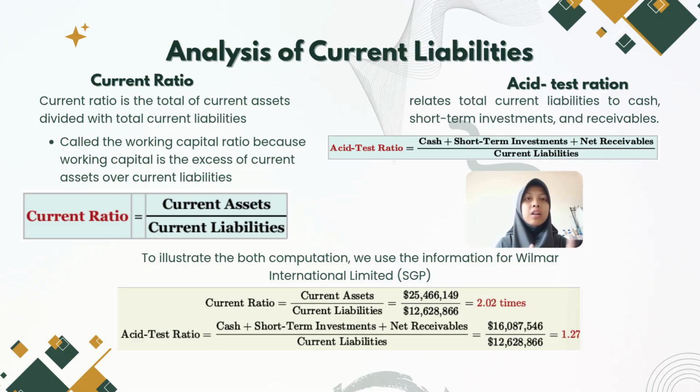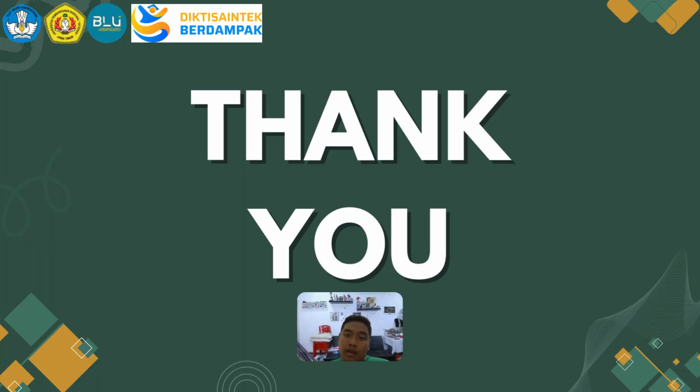We have illustrated this a little here, using information from International Limited like before. Knowing the calculation of current assets and current liabilities, if we divide the 25 million by the 12 million, we get a current ratio of 2.2 times. For the asset test ratio, we calculate cash, short-term investments, and net receivables, which total 16 million, and divide by current liabilities of 12 million, and we get an asset test ratio of 1.27.